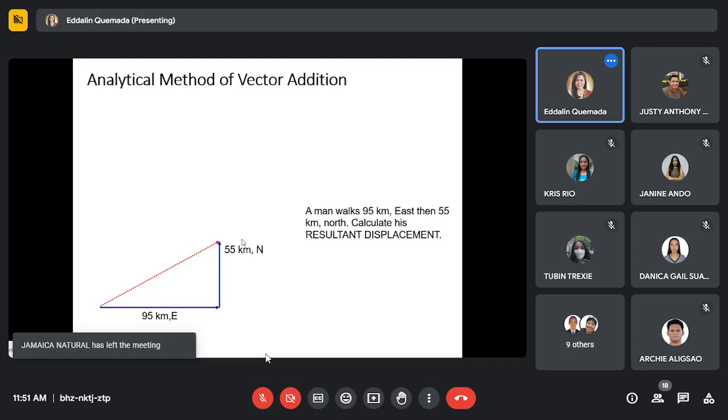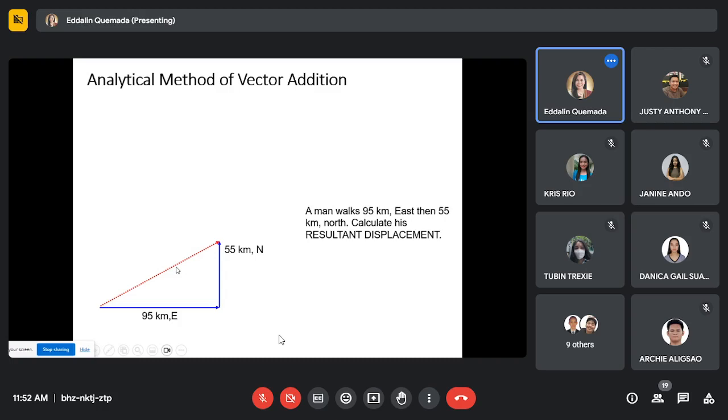The hypotenuse represents the resultant. So if this is the hypotenuse, how can we solve for the value of the hypotenuse or the resultant vector? What equation can we use? The Pythagorean theorem. What's the equation? C squared equals A squared plus B squared. So we simply get c, the resultant, is equal to the square root of a squared plus b squared.